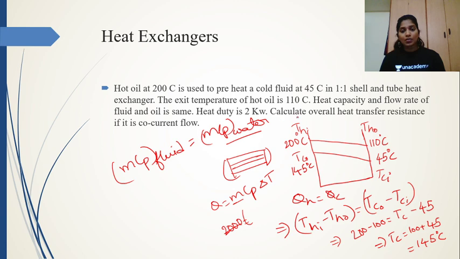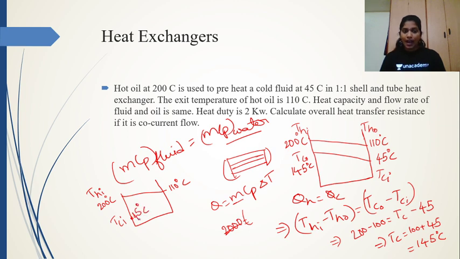But here we are asked to calculate the overall heat transfer resistance if it is a co-current flow. So if it is a co-current flow, what happens? This is for 200 degrees centigrade and this is 110 degrees centigrade. This is the entrance of the hot fluid, and here this is the entrance for cold fluid, TCI, which is 45 degrees centigrade. This is low, and the exit temperature of the cold fluid is at 145 degrees centigrade.